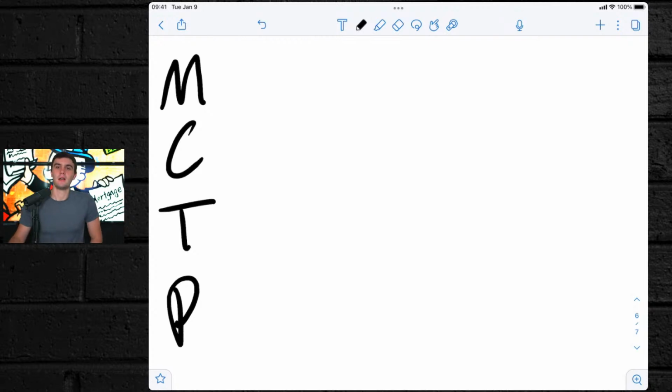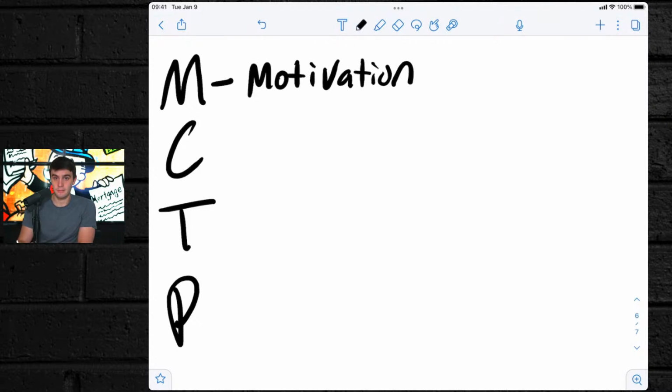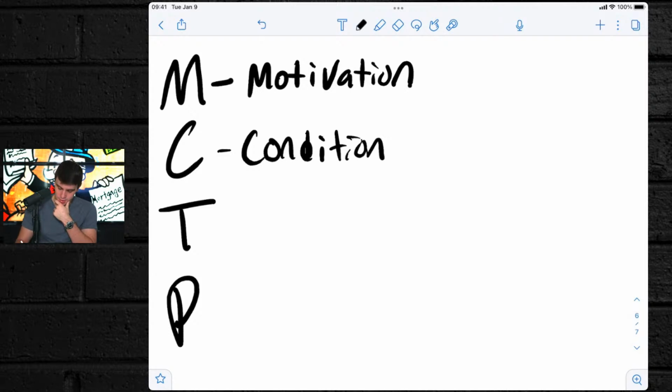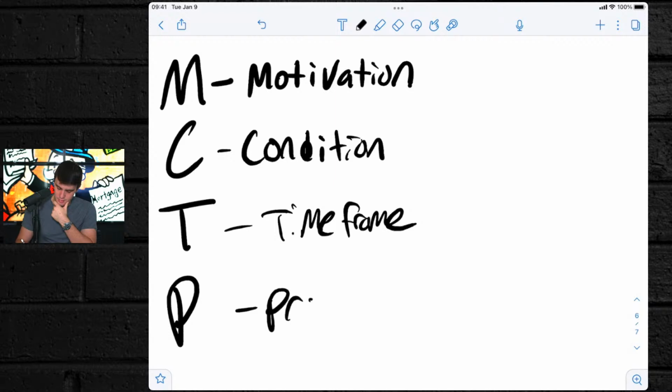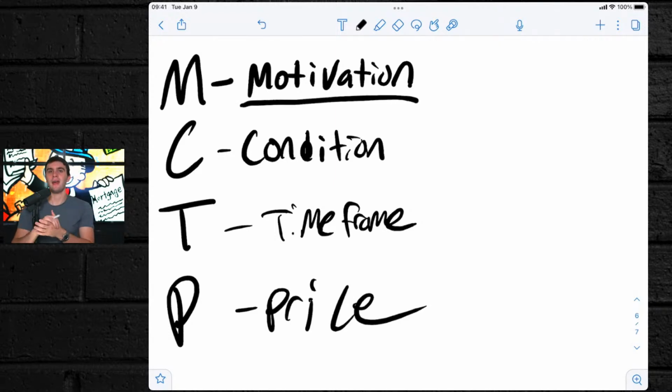So MCTP. What the heck is that? I want everybody to understand when you're talking to a motivated seller and you want to see if they're a good wholesaling deal, you have to remember four distinct questions. MCTP, all right? MCTP stands for motivation, okay? Condition, okay? Motivation, condition, time frame, and then price. All right? So I want everybody to understand this, okay? Motivation. We have to ask the seller. This is the most important one. This is the key thing.